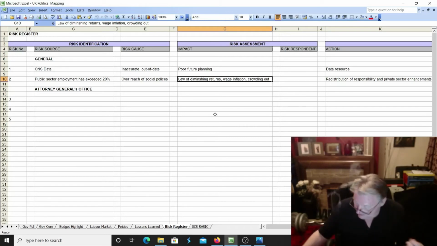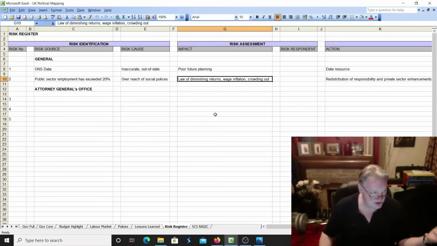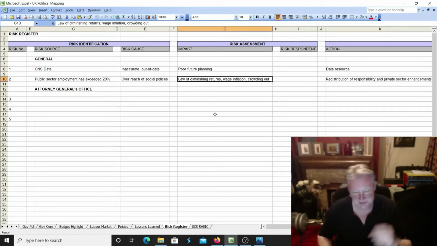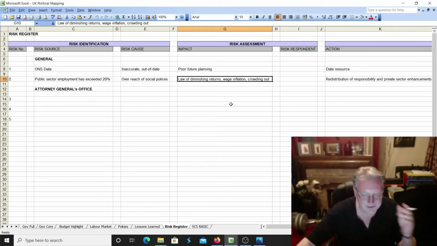So what that's going to do is mean that the cost of production in the private sector is going to get higher, which makes you less competitive. So there's knock-on effects, there's impact to the wider economy on that basis.